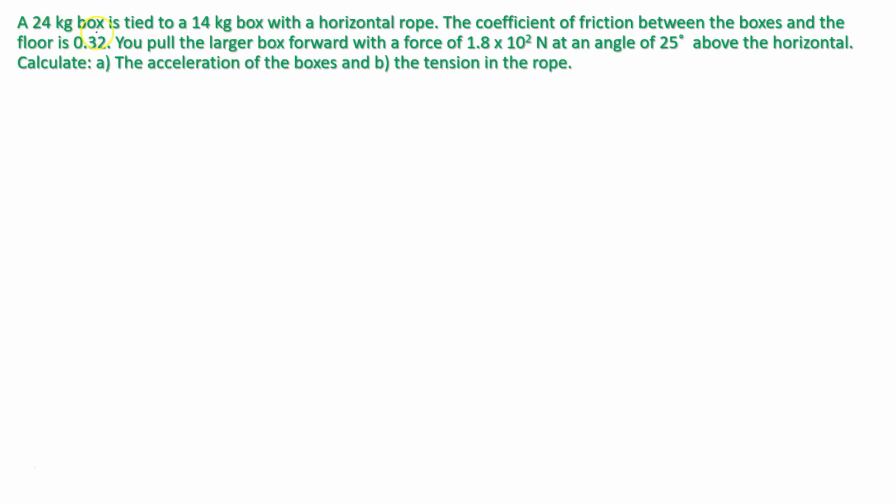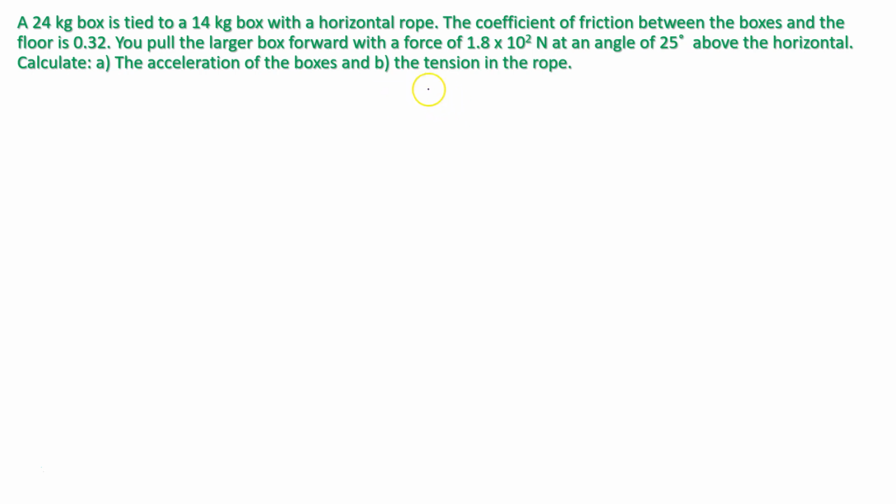So a 24 kilogram box is tied to a 14 kilogram box with a horizontal rope. The coefficient of friction between the boxes and the floor is 0.32. You pull the larger box forward with a force of 1.8 times 10 to the 2 newtons at an angle of 25 degrees above the horizontal. Calculate A, the acceleration of the boxes, and B, the tension in the rope. So in this video I'm going to solve part A, and then in the next video I'm going to do part B.